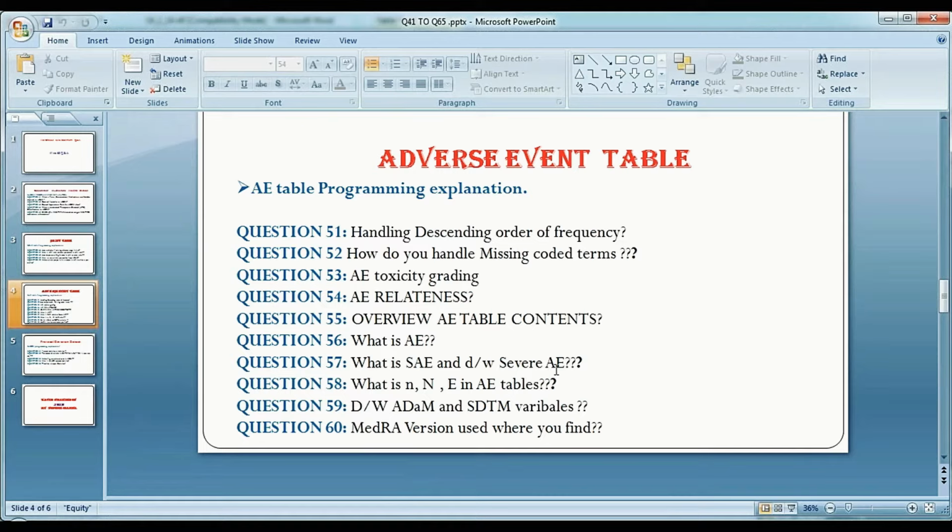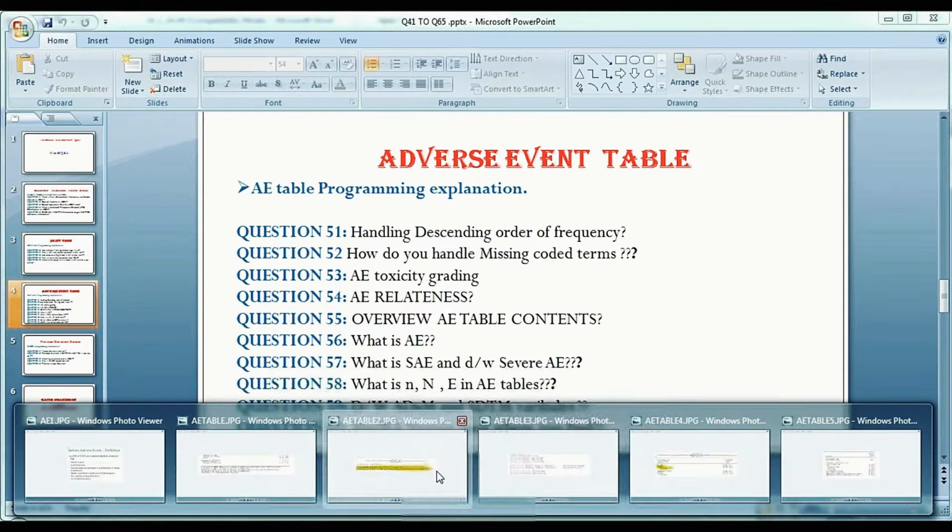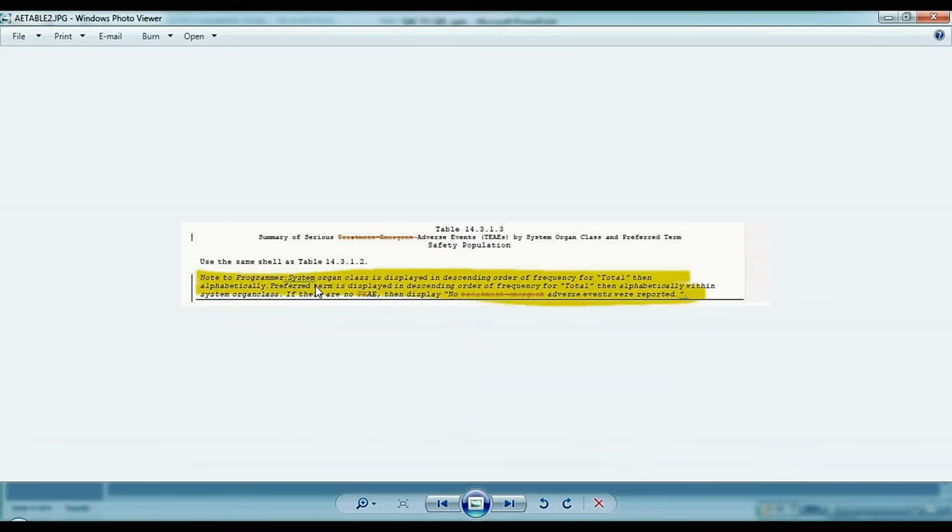The next questions are related to adverse events. There are 10 questions, and the first is the handling of descending order of frequency. For example, if you see here, they mentioned a programming note: system organ class is displayed in descending order of frequency for total, then alphabetically. Preferred term is displayed in descending order of frequency for total, then alphabetically within the system organ class. What does it mean? Generally we display the system organ class and preferred term in alphabetical order, but here they are asking not for alphabetical; they want descending order of frequency first, and after that alphabetical.